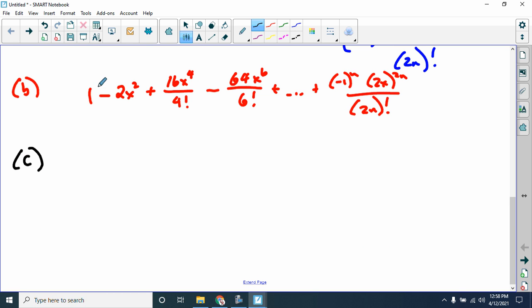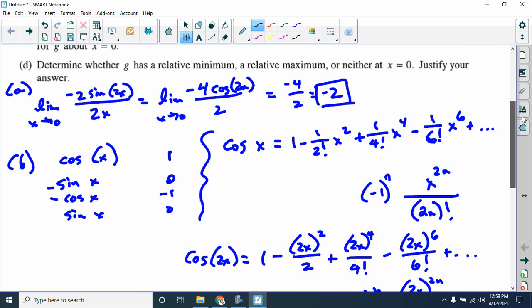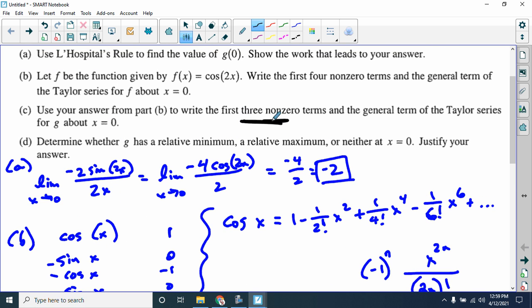Part C. So subtracting 1 makes that go away. And now I divide by x squared. So that's negative 2 divided by x squared plus 16 over 4 factorial times x to the 4th minus 64 over 6 factorial. Divide by x squared, so that's x to the 2nd. And 64 over 6 factorial x to the 4th, for real this time. Hopefully it only wanted 3 terms. Yep, there's 3 non-zero terms.